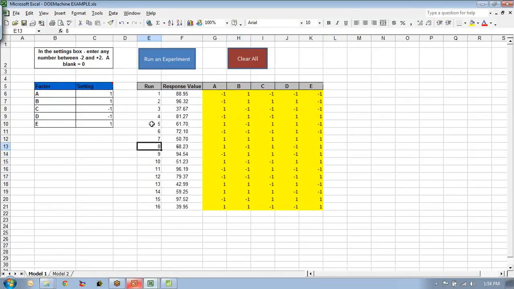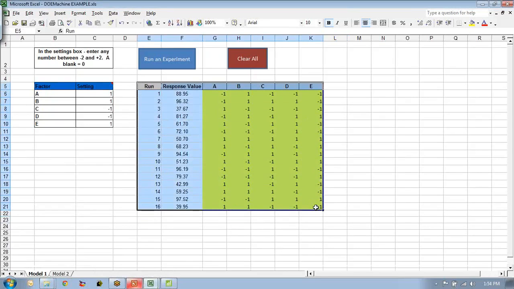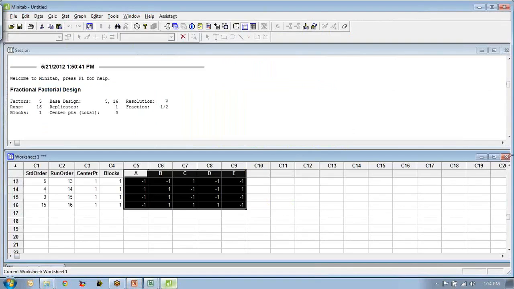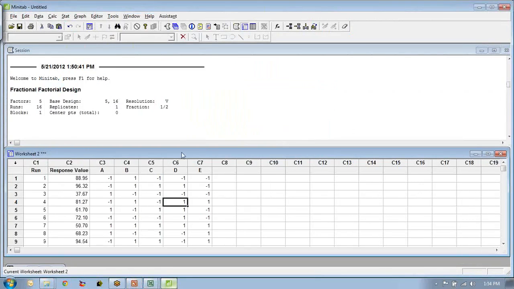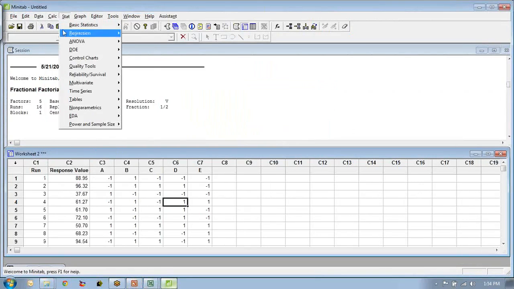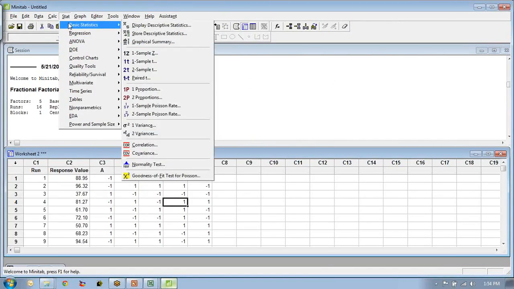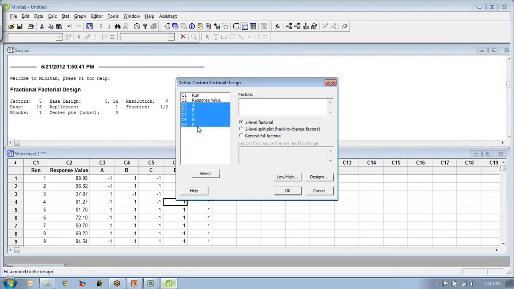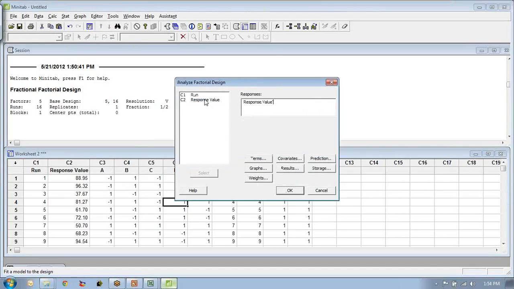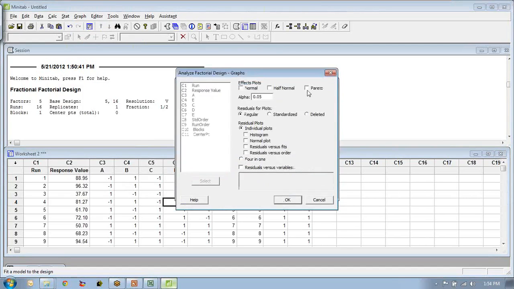For example, if you run 16, you might be able to get away with doing 8. And then you can copy this and put it into Minitab and analyze that design. I'll just show you what I got in this case. Here are my factors, my low and high, my response, and my graph.